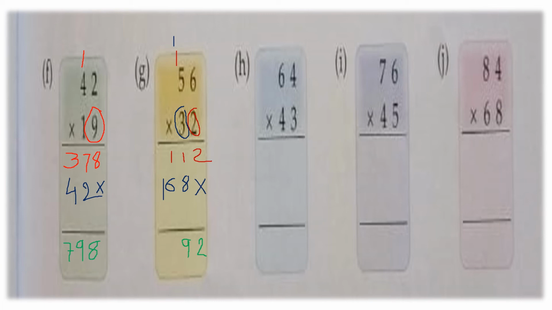1 plus 6 is 7. And there is no number above 1, so you write down 1 as it is. So your answer is 1792. Now children, H part, 64 multiplied by 43.